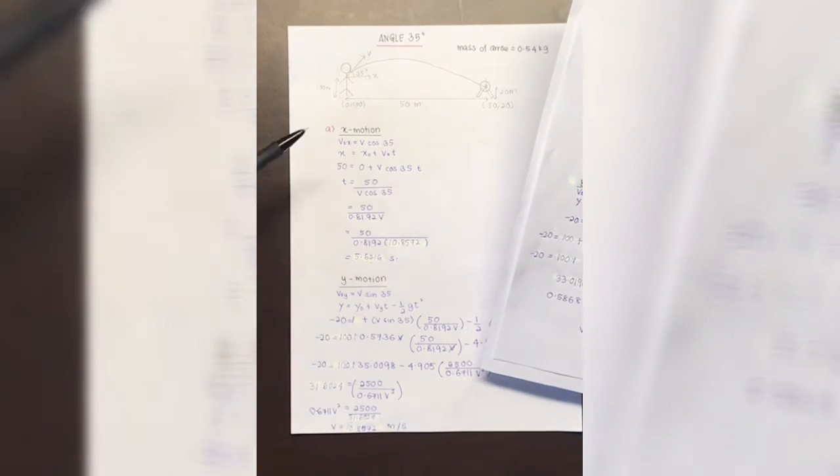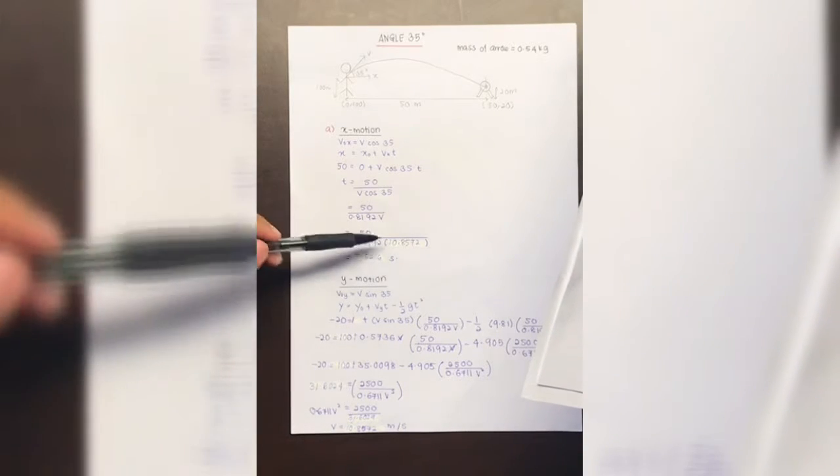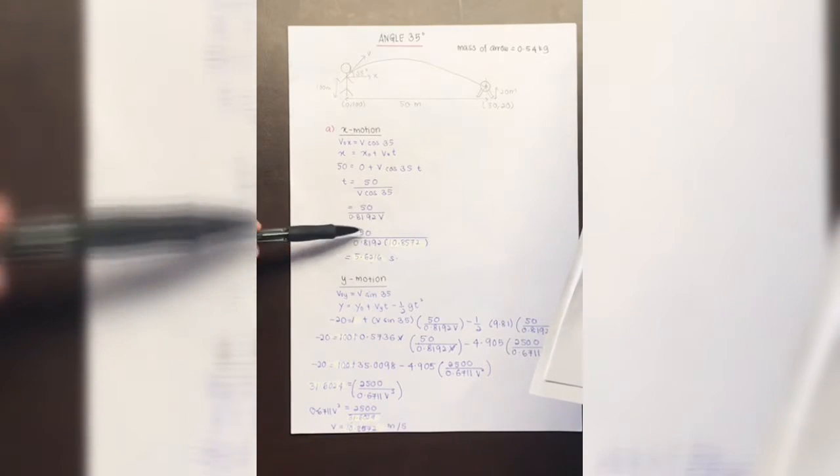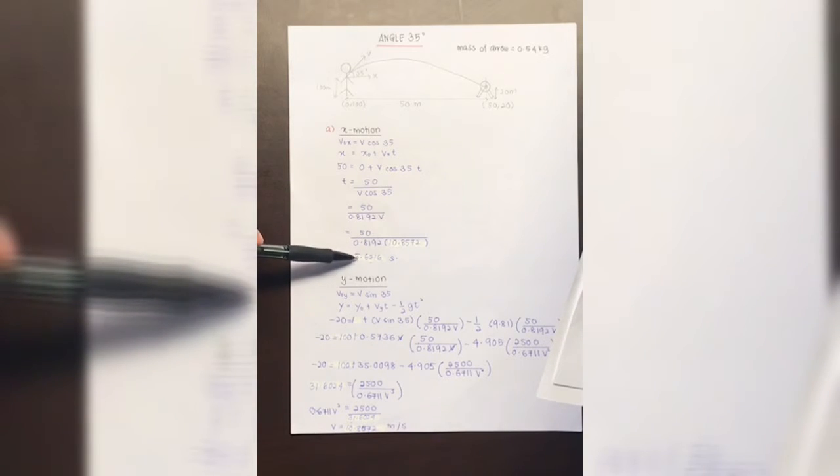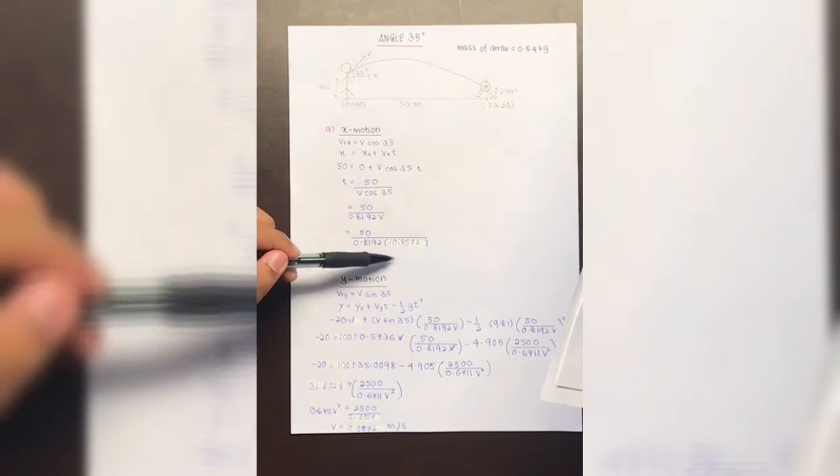For angle 35, we get a velocity of 10.572 meters per second, and when we substitute the v value in here, we can get the time equal to 5.6216 seconds. So for the second question, which is the maximum distance that the arrow can travel, we are still using the same principle and concept as the previous calculation.